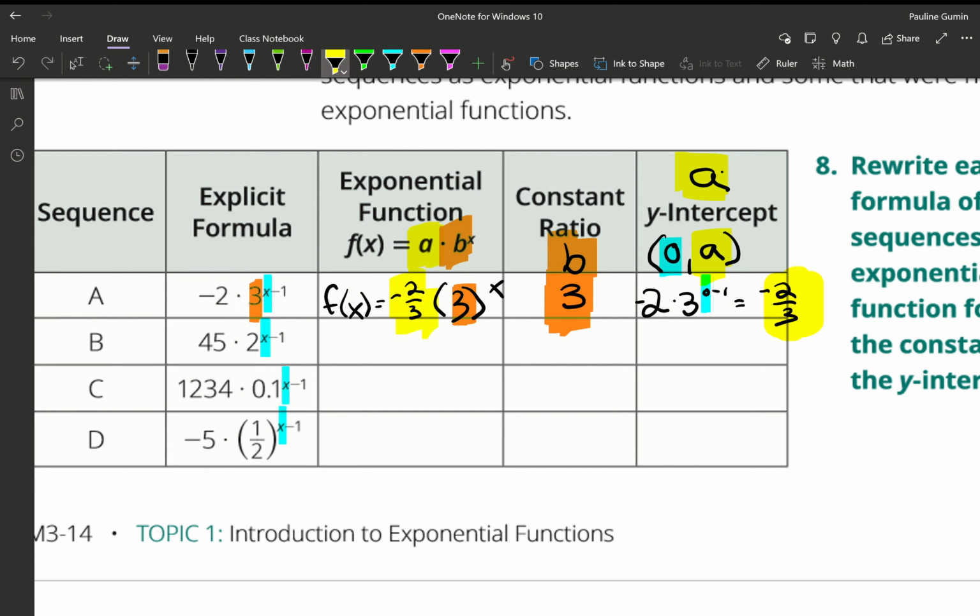We're going to do the same for the next few. Okay, let's do the same thing for b. For b, our constant ratio is 2. And let's find a by plugging this into our calculators. 45 times 2 to the power of 0 minus 1 gives us 45 over 2. So f of x equals 45 over 2 times 2 to the power of x.